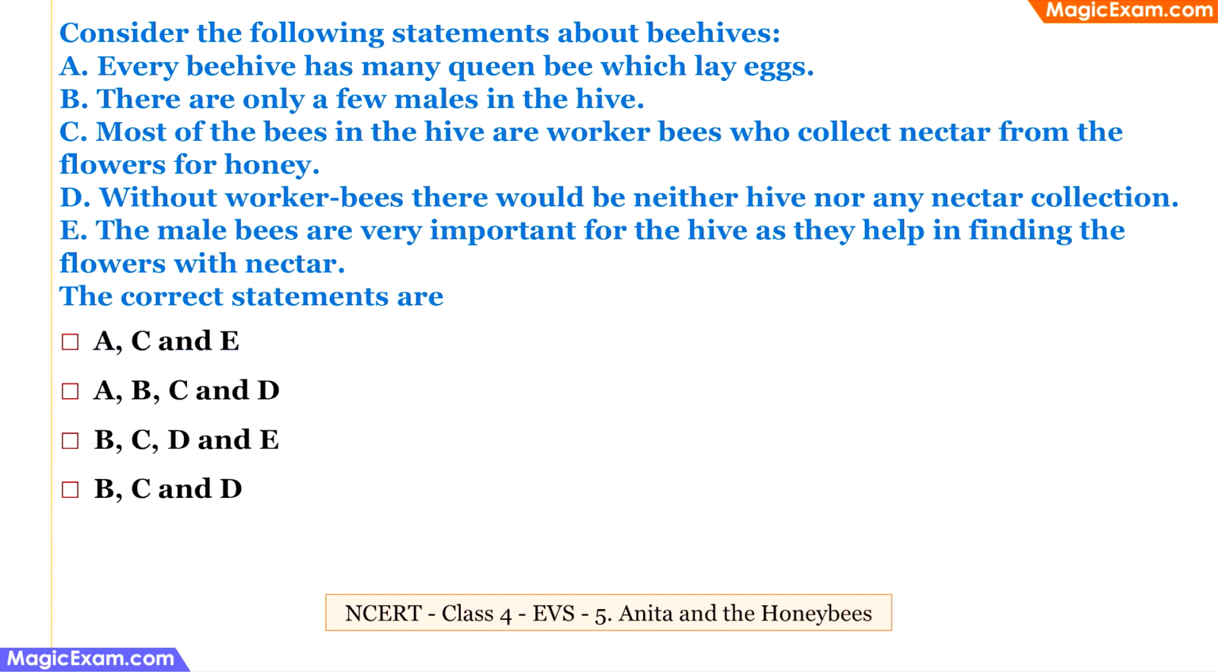Consider the following statements about beehives. So we have been given 5 statements here and we have to identify which of these statements are correct with respect to beehives. Now this question has been taken from the Class 4 EVS textbook, a chapter called Anita and the Honeybees. Now, if you look at the statements, the first one says every beehive has many queen bees that lay eggs. This is incorrect because every hive has only one queen bee which will lay eggs.